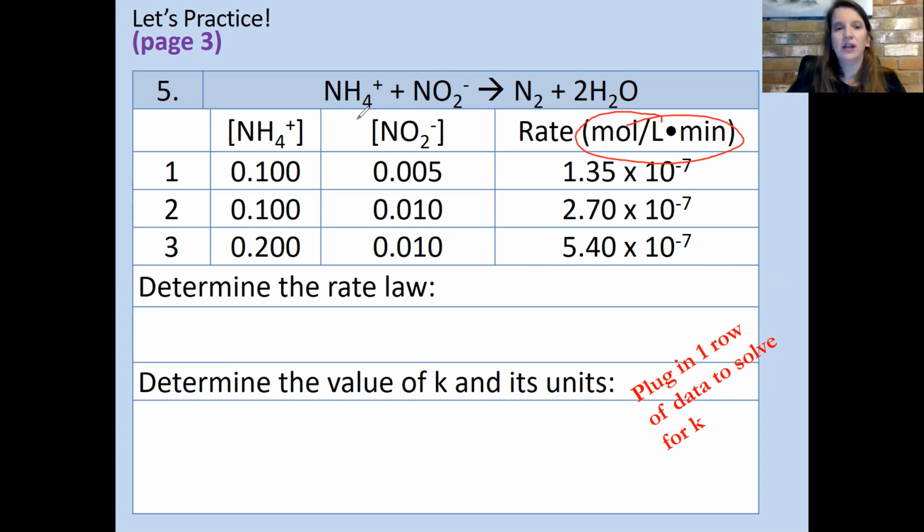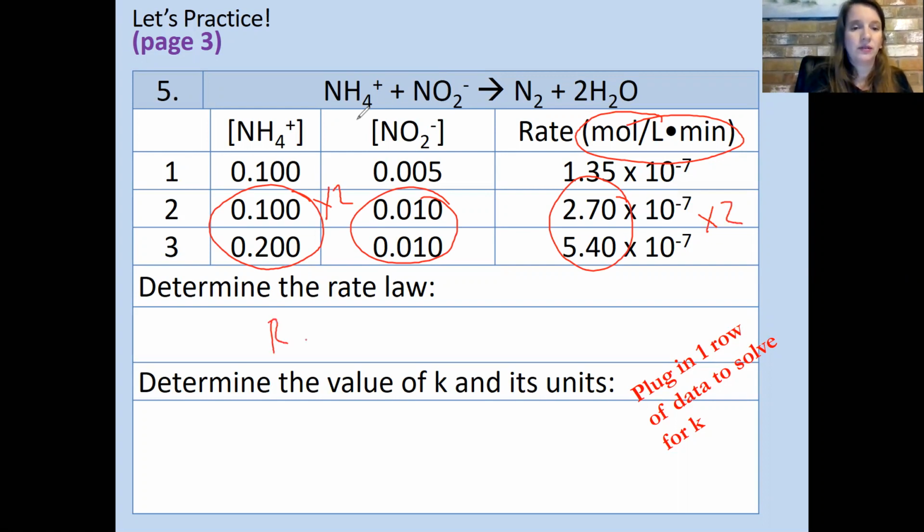So we have two reactants here. Again, we're going to be looking at where the concentration of one thing stays the same and the concentration of the other thing changes. So the NH4+ changes between trials 2 and 3, but the NO2- ion stays the same. So the change in rate has to do just with the ammonium ion. So the ammonium ion doubles, and we can see that the rate also doubles. So the order of the ammonium is going to be 1. So we have rate equals K times the concentration of NH4+.